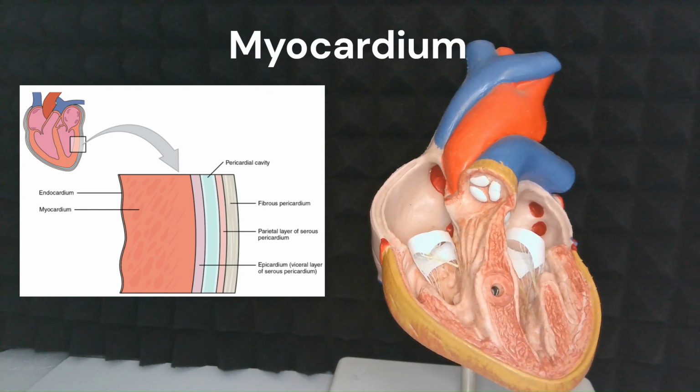Next is our myocardium, myo referring to muscle, or M for middle layer. That's the thickest layer and is comprised of involuntary cardiac muscle tissue. It does vary in thickness, with the thickness being greater here in the ventricles compared to being thinner in the atria.